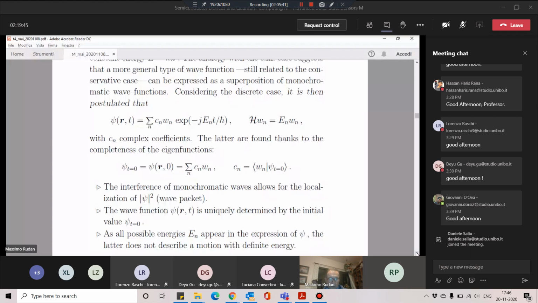A final observation is that in the sum that defines the wave function, we have that all energies are represented. So this wave function does not describe a motion with a definite energy. It describes something more general in which all energies are present. Okay. This postulate works. The experience shows that this form of the wave function is the correct form.